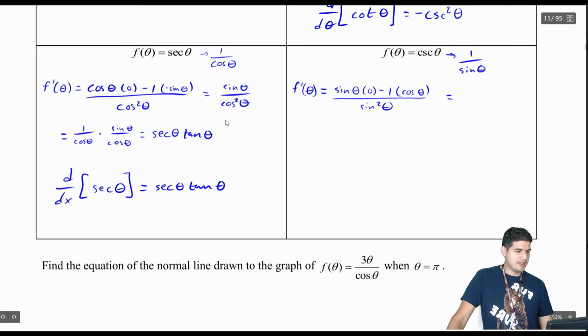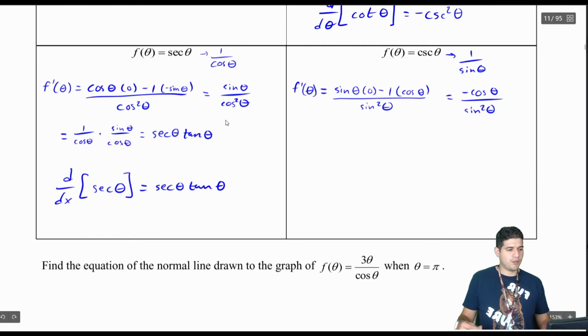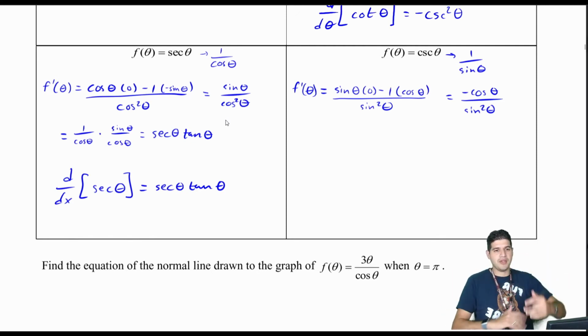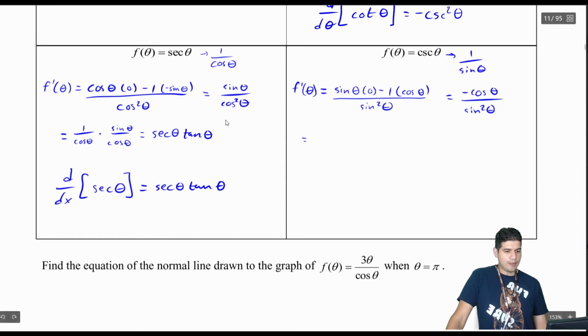And let's look at what happens here. I got negative cosine theta over sine squared theta. And I want to do something similar. I want to just rewrite these and combine them in a way that's going to make it one simple output. So I'm going to rewrite this so that I have negative 1 over sine theta times cosine theta over sine theta. And I'm going to simplify that. So that's negative cosecant theta times cotangent theta.